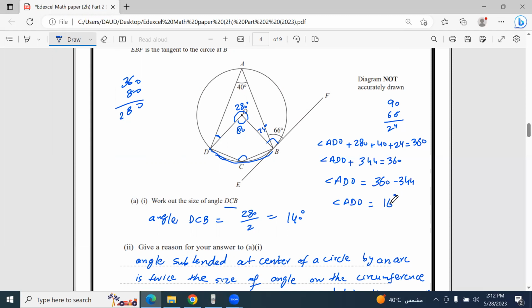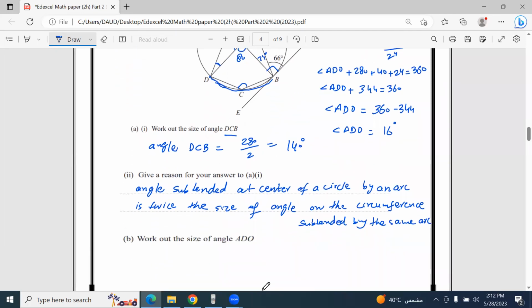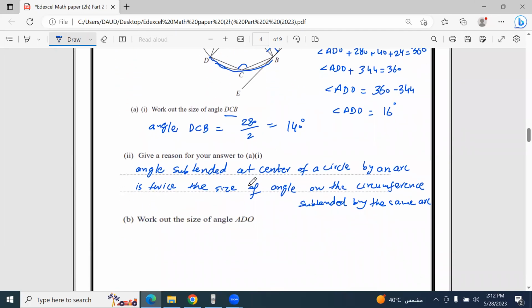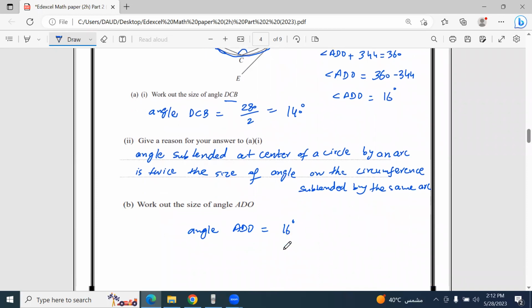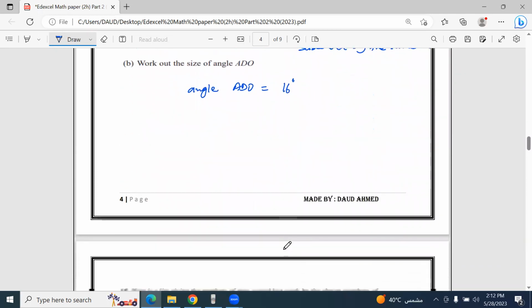This is our last answer of this question. I hope you understand the concept and the reason. Here we can write also angle ADO is equal to 16. Next question.